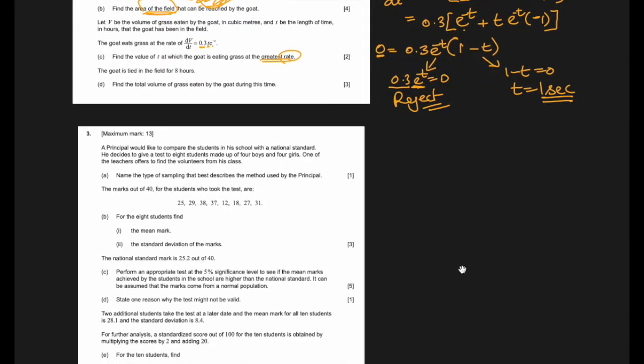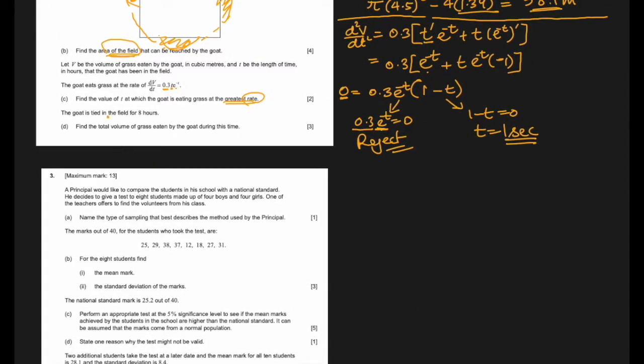Next question. The goat is tied in the field for 8 hours. Find the total volume of the grass eaten by the goat. So we will have to do it here. They are asking the volume of the grass, so V has to be found from this. dV over dt is equal to 0.3 t e to the power minus t. Can we write this as dV equal to 0.3 t e to the power minus t dt? So dt went and joined the other side, and we can integrate this to find the volume now, and they're saying 8 hours, so it will be from 0 to 8 hours.